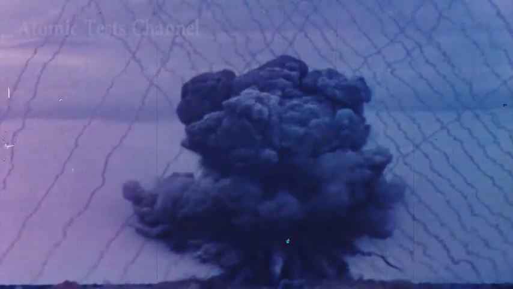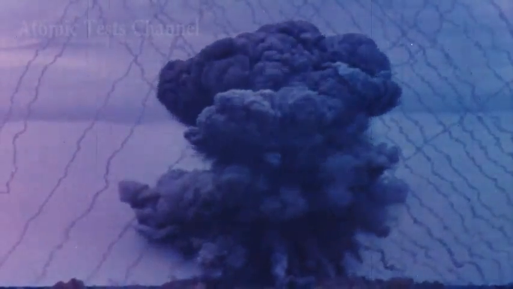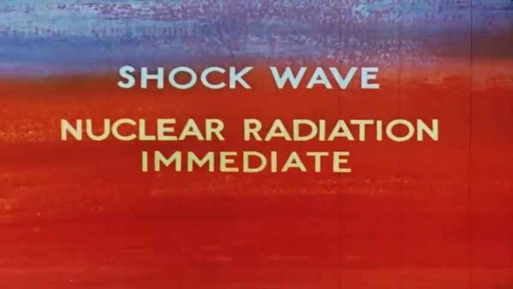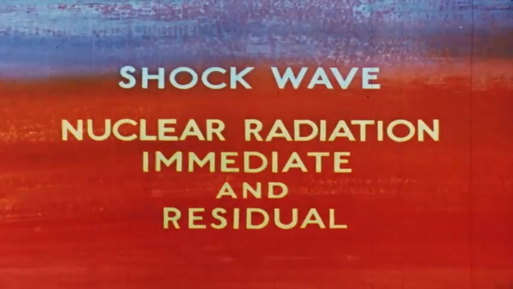Next, the surface or near surface burst. Here again there is flash, heat radiation, shock wave or blast, and in this case nuclear radiations both immediate and residual. A shallow crater will be formed, which with its immediate surroundings will be highly radioactive.